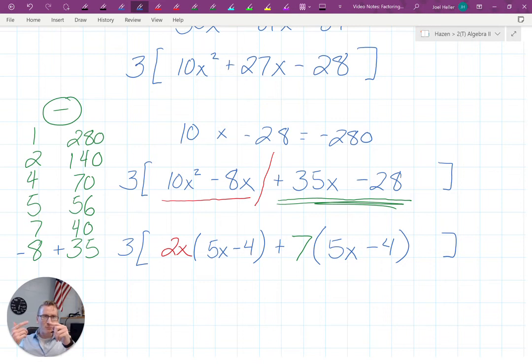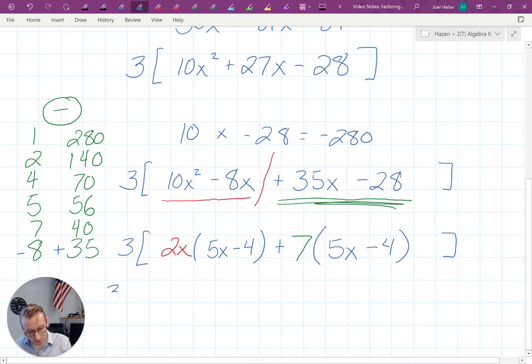So now that I have both of those terms, because that 5x minus 4 is a term in both of them, I can actually take that 5x minus 4 and factor it out of the two terms on the inside of my brackets. We'll keep the 3 on the outside of the brackets. That's just your greatest common factor.